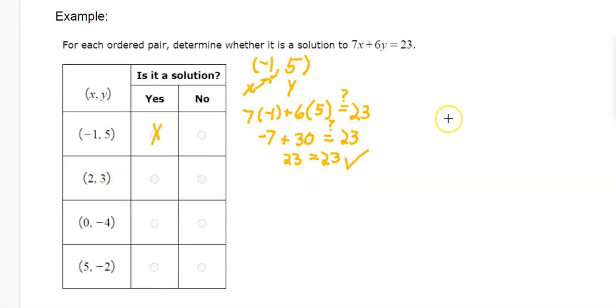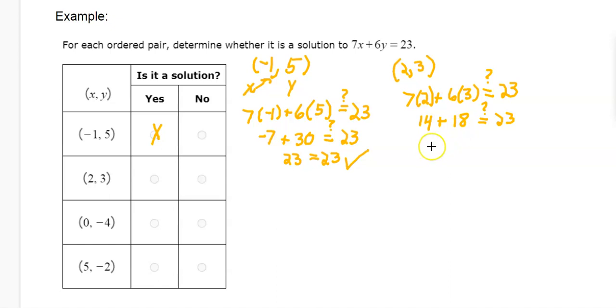How about 2, 3? I'm going to do that one over here. Is that a solution? Remember, that's our x, that's our y. I have 7 times 2 plus 6 times 3, and I want to know if that equals 23. So 7 times 2 is 14, plus 6 times 3 is 18. Does that equal 23? Well, 14 and 18 is actually 32. You got a 2 and a 3, not in the right order. So 32 does not equal 23. So that's going to be a no. That is not a solution.